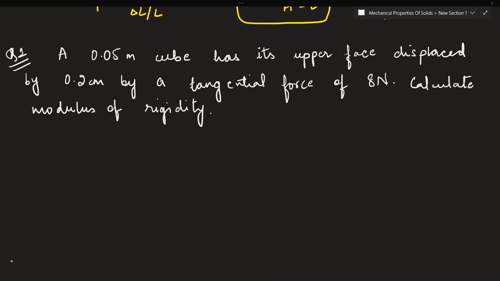See, this is the side of the cube given, and its upper face has been displaced by this much amount. The tangential force which has been applied is this. Now you have to find out the modulus of rigidity. And while calculating, just check that all the quantities are in their SI units.